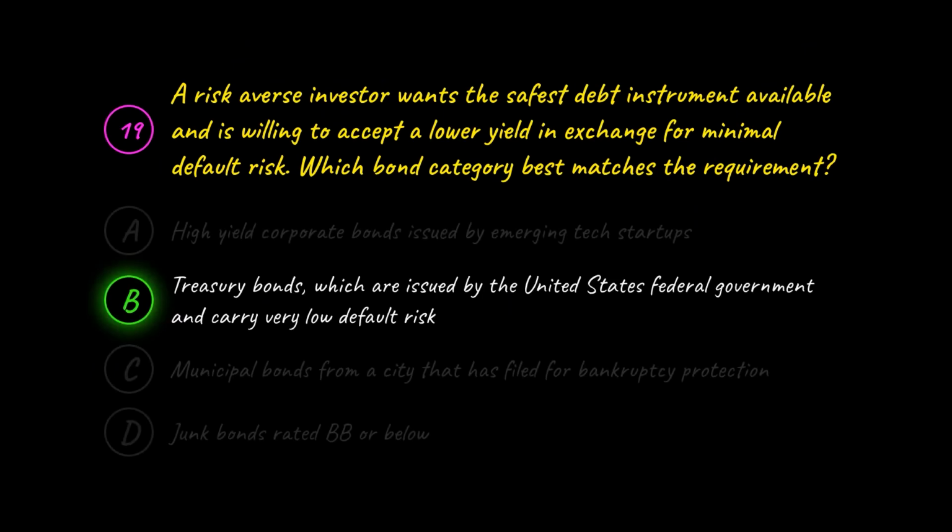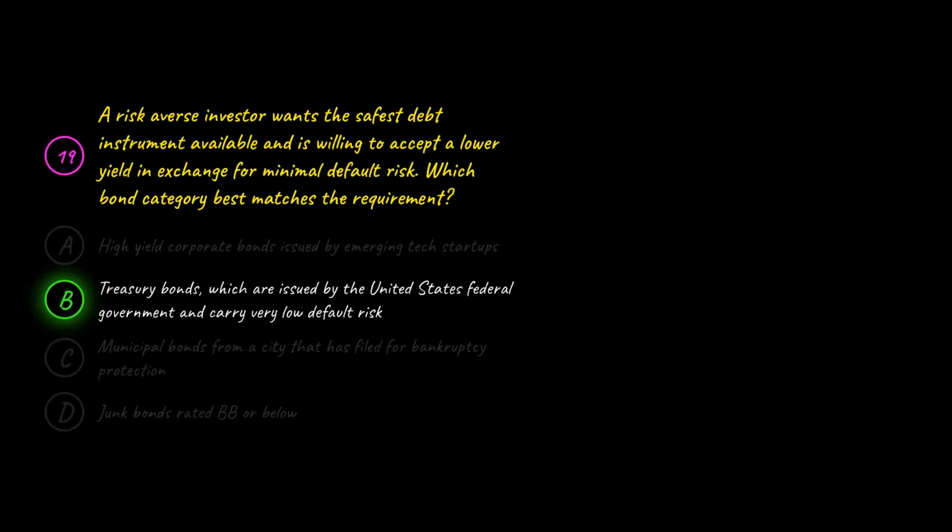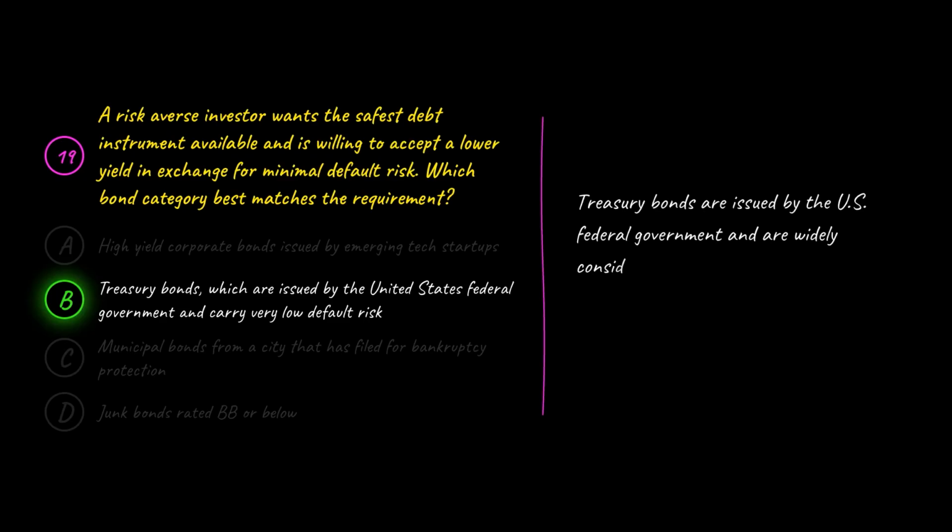The correct answer is B. Treasury bonds, which are issued by the United States federal government and carry very low default risk. B is correct because Treasury bonds are issued by the U.S. federal government and are widely considered the safest bonds because they are backed by the government's taxing power.